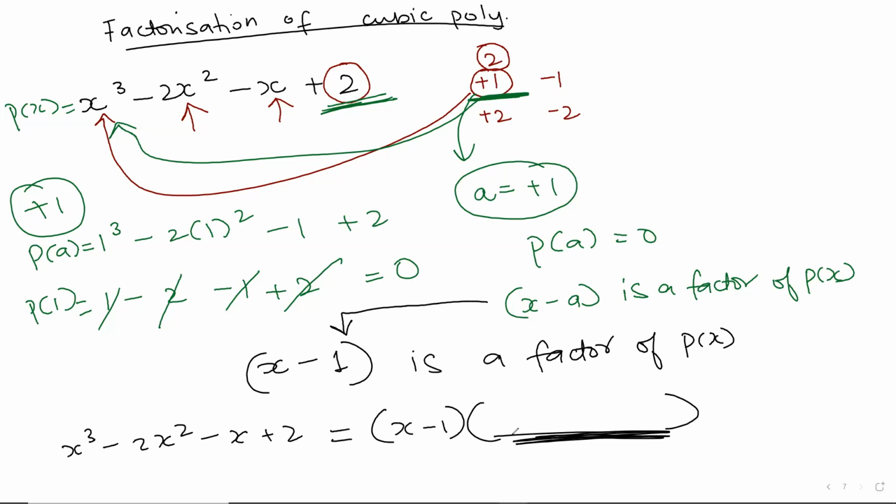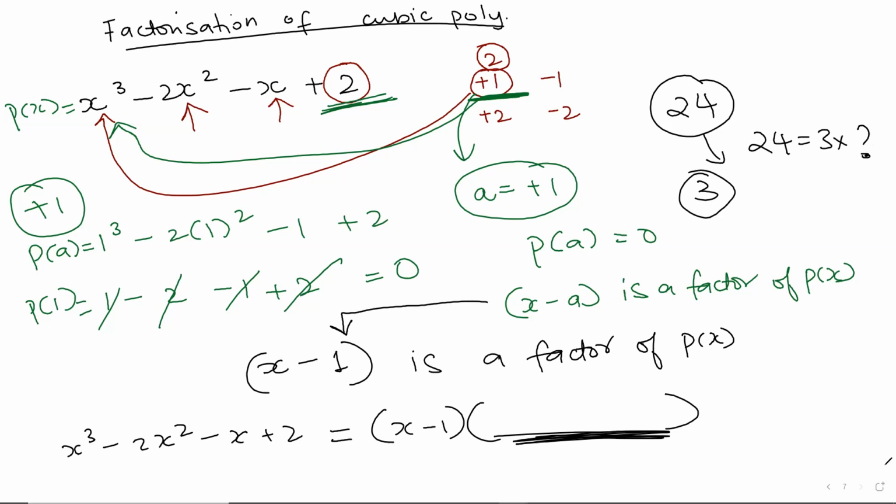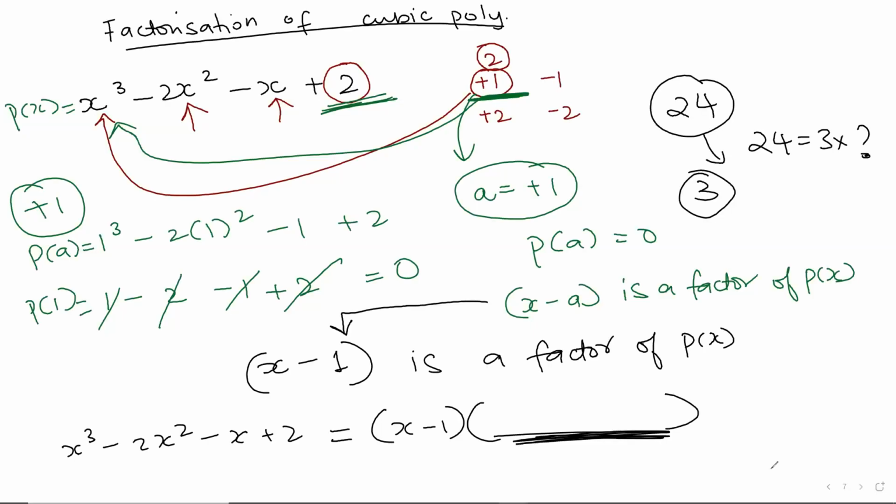Yes, ma'am. Yeah. Why? Because let's say if I have a number 24 and I'm telling you that 3 is a factor of 24, then that means you can write 24 is equal to 3 into something. So that's just the same logic that we're applying over here. So now what should we do to find out this missing term?